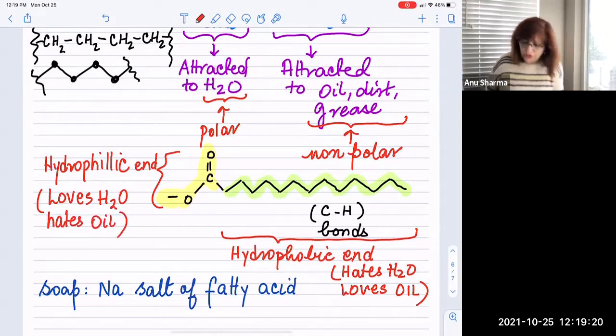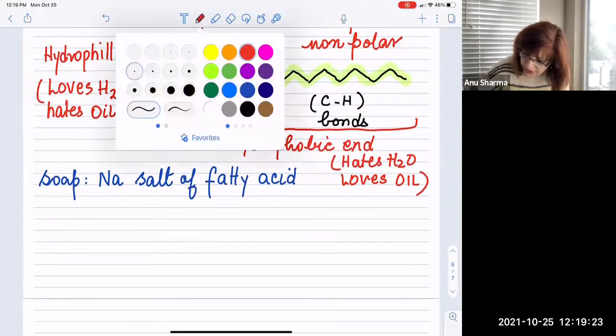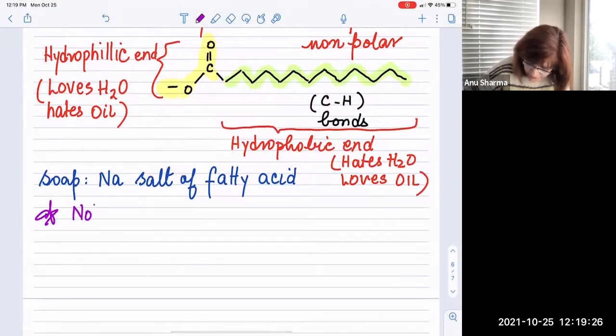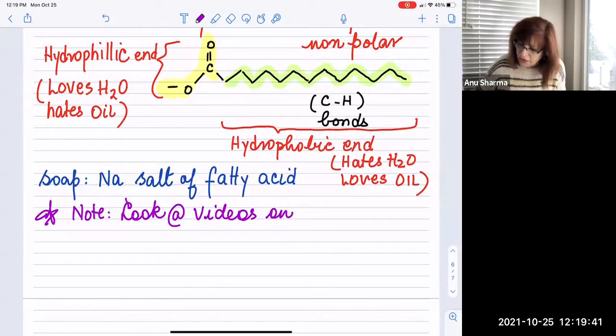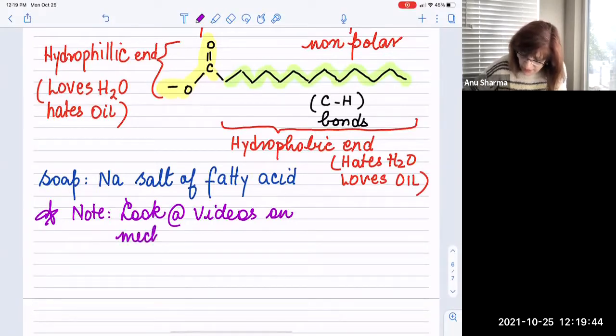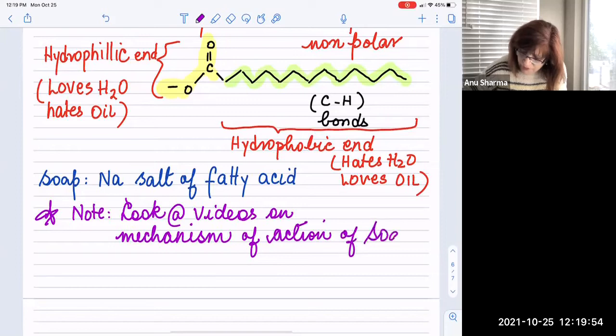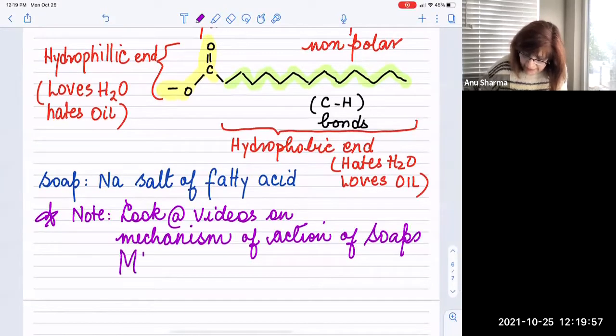So I'm going to just put a note here: look at videos on the mechanism of action of soaps, especially how they make micelles and remove dirt and oil. So, micelle formation.